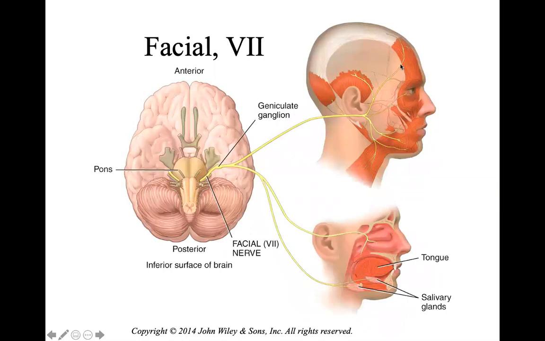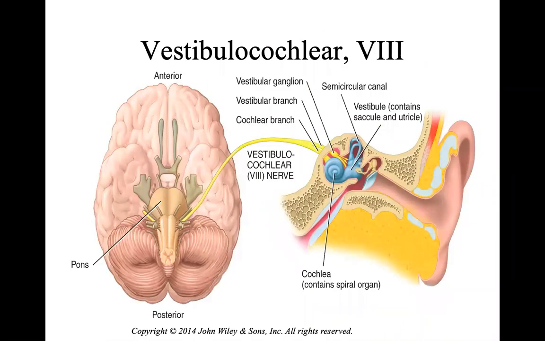Facial nerve, cranial nerve 7, facial expression, all of the muscles of facial expression. But it also deals with the salivary glands, the submandibular and sublingual, and it does sweet, sour, and salty to the anterior 2/3 of the tongue. Cranial nerve 8, the vestibulocochlear. You can see it splits. This picture shows the cochlear branch, and it also shows the vestibular branch. Here's the cochlea for hearing, and here's the vestibular branch with the semicircular canals.